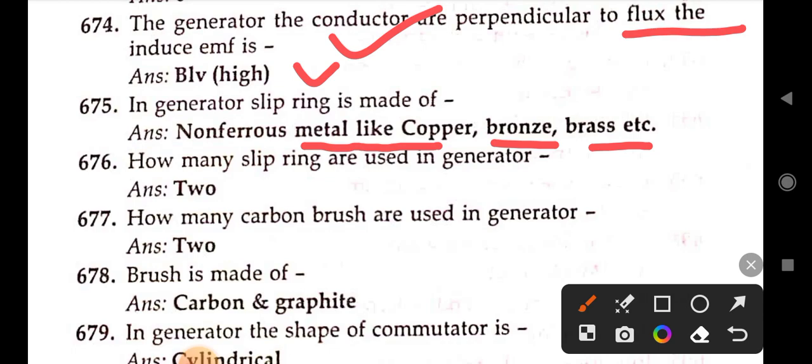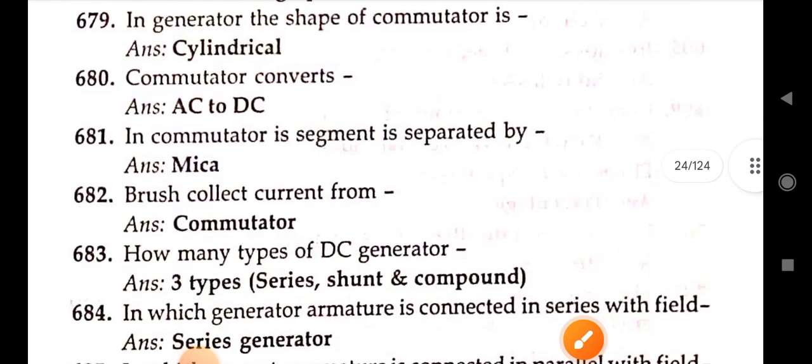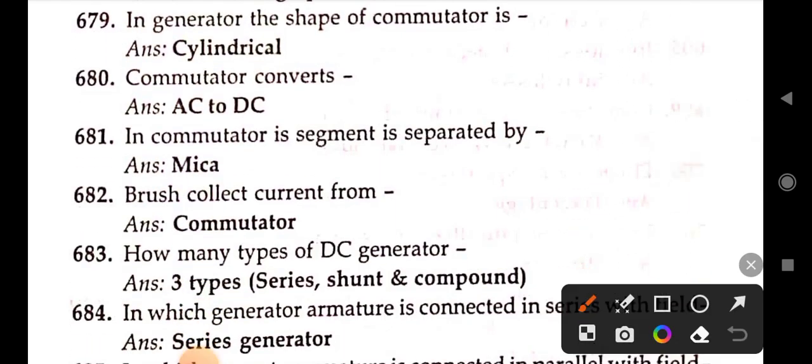Next, how many slip rings are used in generator? 2. How many carbon brushes are used in generator? 2. Brush is made of carbon and graphite. In generator, the shape of conductor is cylindrical. Commutator converts AC to DC. In commutator, segments are separated by mica. Brush collects current from commutator.